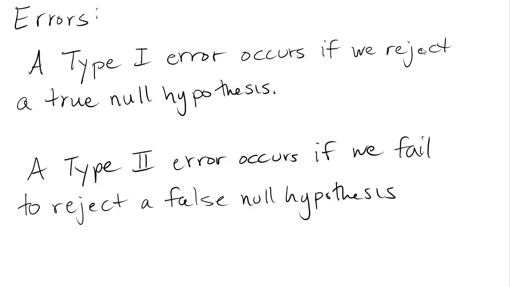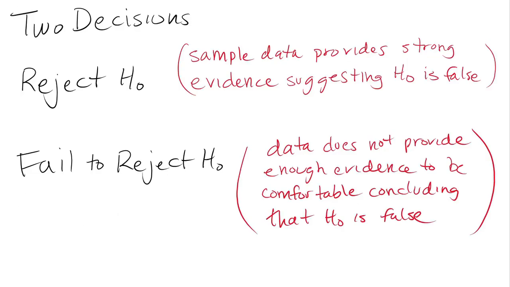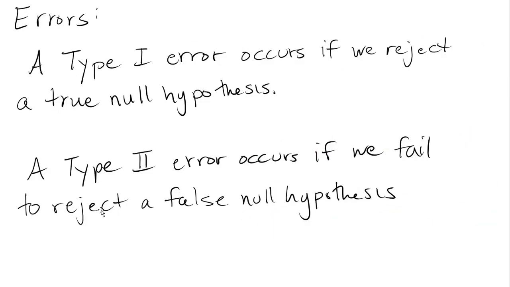On the flip side, a type 2 error occurs if we fail to reject a false null hypothesis. When you fail to reject the null hypothesis, you're saying that the data doesn't provide enough evidence for you to be comfortable saying that the null hypothesis is false. So when you fail to reject, you're kind of saying, well, maybe the null hypothesis is true, but it isn't. It was false.